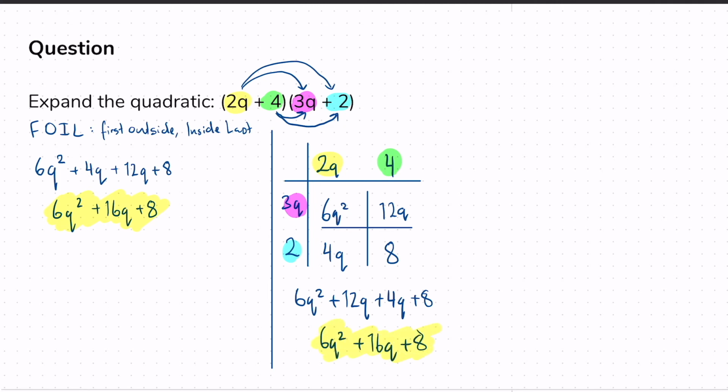So that's the FOIL method and the grid method. Use whichever one feels better for you.